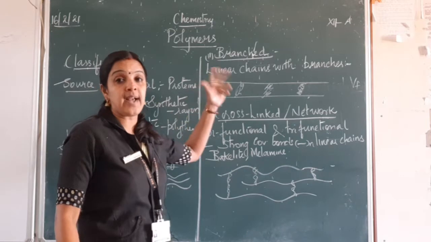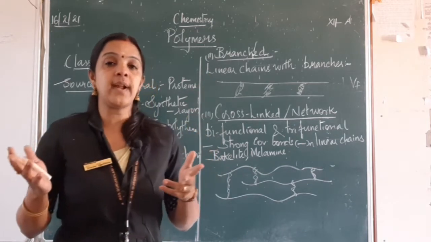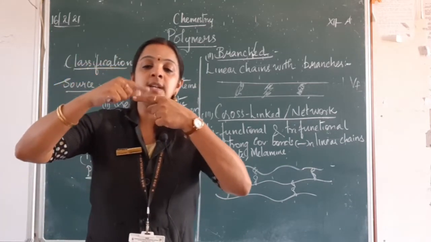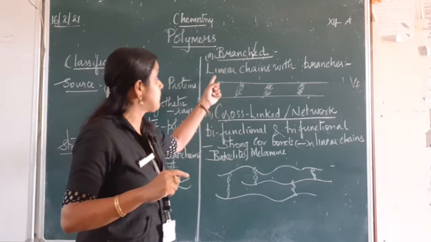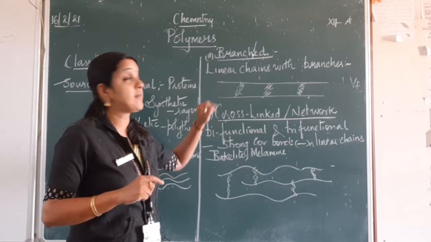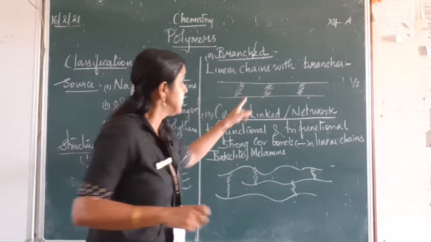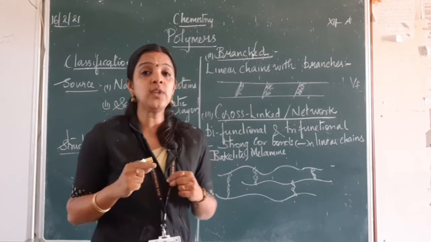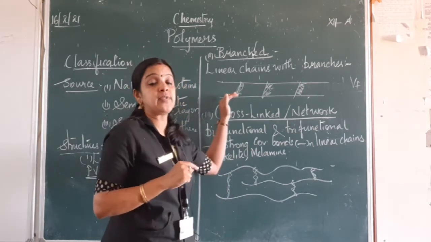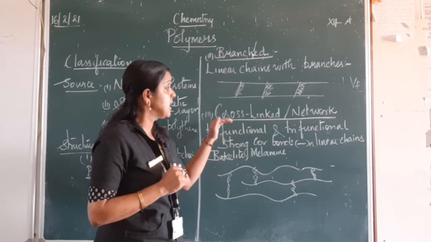Next one is a branched one. We know what is a branched one. So there are polymers which will have a branch connected to each other. Such a polymer we call a branched polymer. We have linear chains which have a connection, that is a branch, between the two linear chains. Such polymers we call branched polymers.